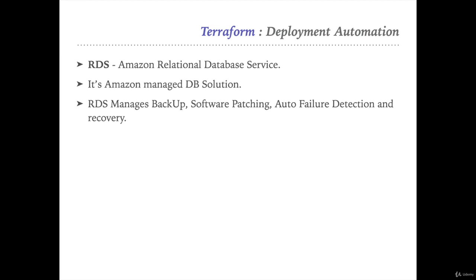Auto failure detection and the recovery. Whenever you create the RDS service, Amazon will recommend you to create the RDS service in the HA mode. HA mode means high availability mode. Whenever you create the RDS service in the high availability mode, Amazon will spin up more than one instance for your database service, and these instances will be spun up in different availability zones.